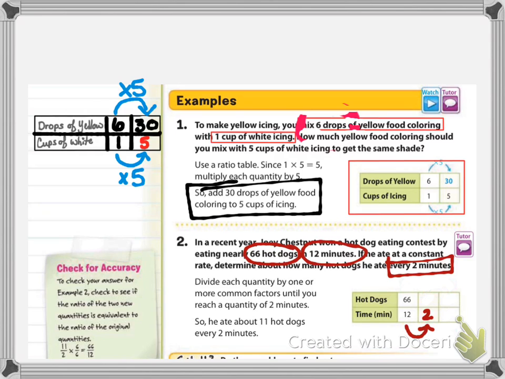Since your number is getting smaller, it means you're going to divide. You end up dividing by 6. 12 divided by 6 gives you 2. So what you do to one number, you have to do to the other. So I'm going to take my 66 and divide that by 6 as well. When I do that, I get 11. So the answer to this question is Joey Chestnut ends up eating 11 hot dogs in 2 minutes, or he eats about 11 hot dogs in 2 minutes.